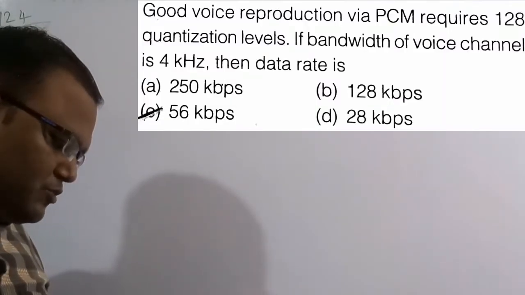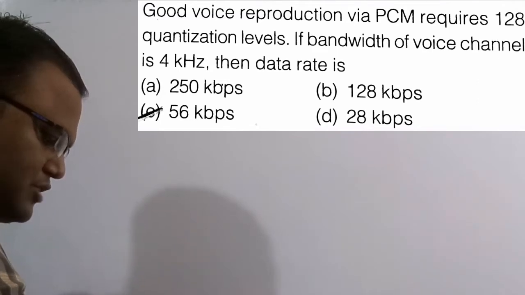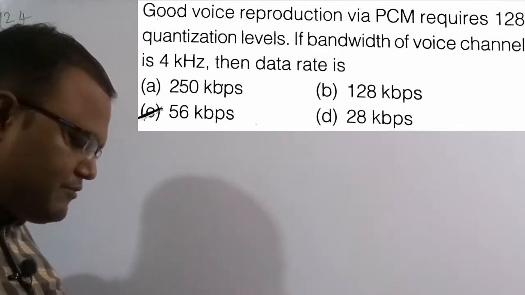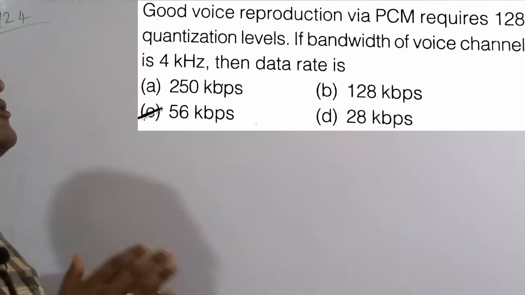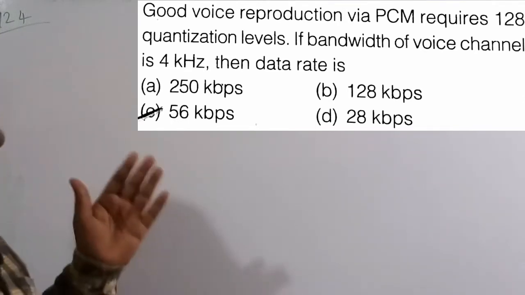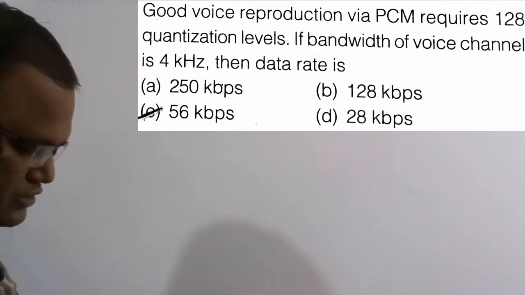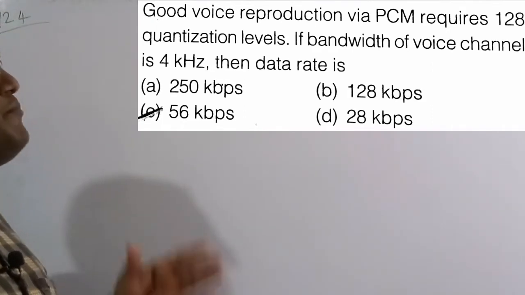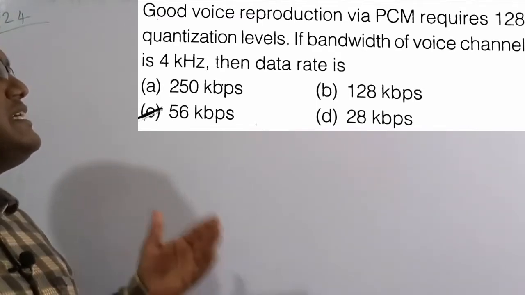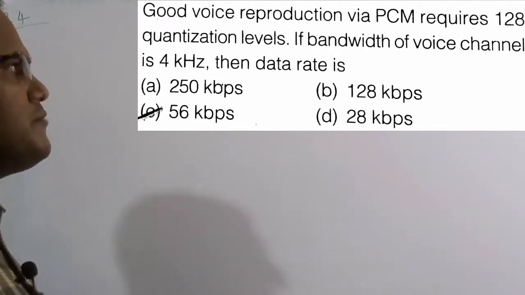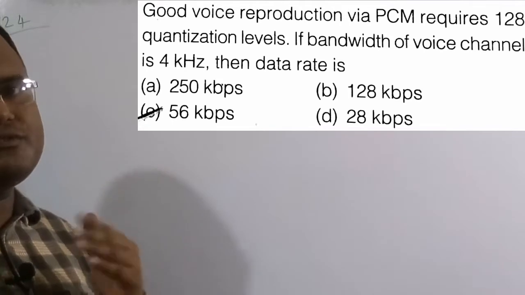Good voice reproduction via PCM requires 128 quantization levels. If the bandwidth of the voice channel is 4 kHz, then what is the bitrate? So in this question, for the PCM they are given the standard levels. The number of standard levels required is 128, and the bandwidth of the voice channel is 4 kHz. Then we have to figure out the data rate, or bitrate, meaning the number of bits per second.